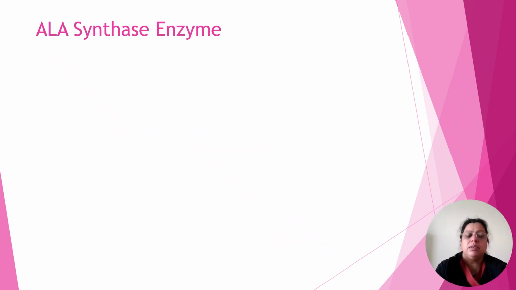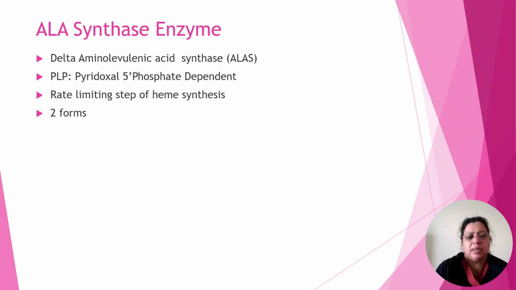So let's talk about the most important enzyme of porphyrin synthesis, which is the delta ALA synthase. Delta ALA synthase is the enzyme which is dependent upon pyridoxal phosphate for its synthesis. It is also the rate limiting step of the heme synthesis.